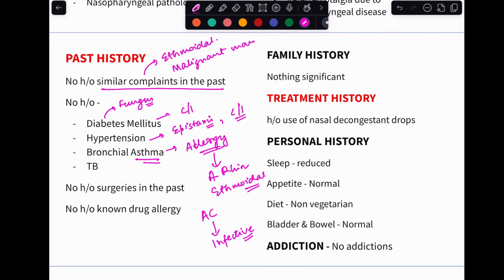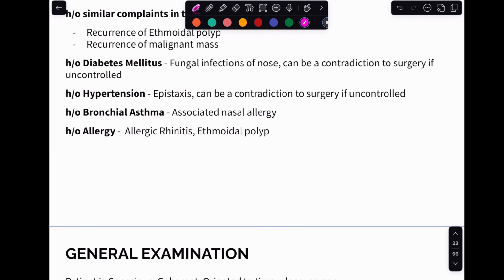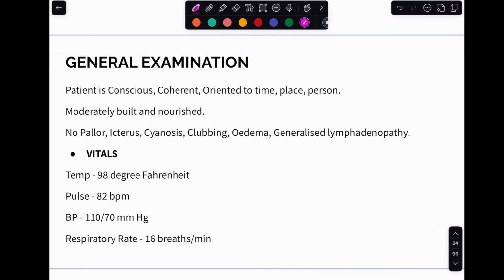Next, we took a treatment history as well. This is also important. We found out that there is a history of use of nasal decongestant drops. This can also help you understand maybe if it is a case of rebound nasal congestion, which we just learned about: Rhinitis Medicamentosa. When a patient is using the drops for a long time, instead of decongesting the nasal mucosa, the patient actually feels rebound nasal congestion. So this is the importance of taking all of these different histories that we have taken so far. So that completes our history portion right now.